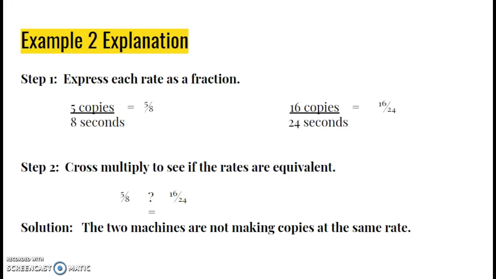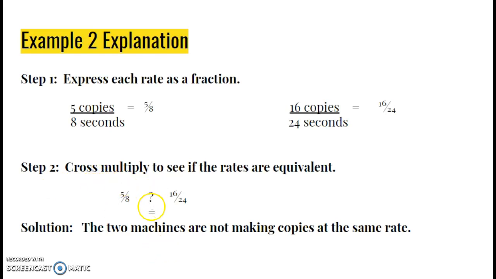Okay, in example 2 explanation, the first step you're going to do is express each rate as a fraction. So for the 5 copies, it took 8 seconds. So I'm going to write my fraction as 5/8. And then for the 16 copies, it took 24 seconds. I'm going to write my fraction as 16/24. The second step is we're going to cross multiply to see if the rates are equivalent.